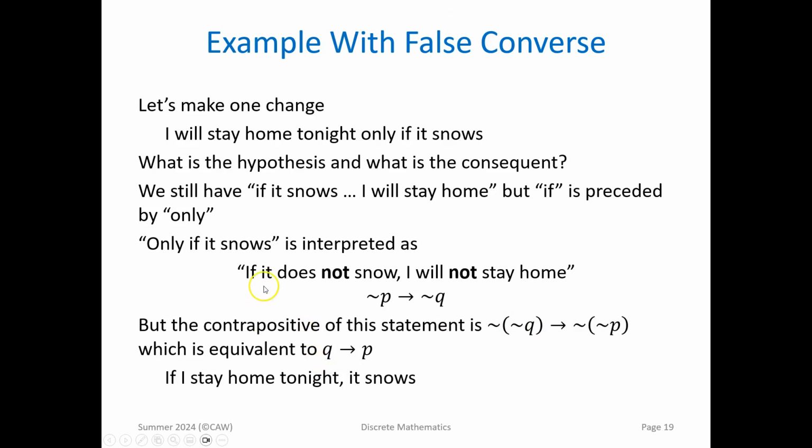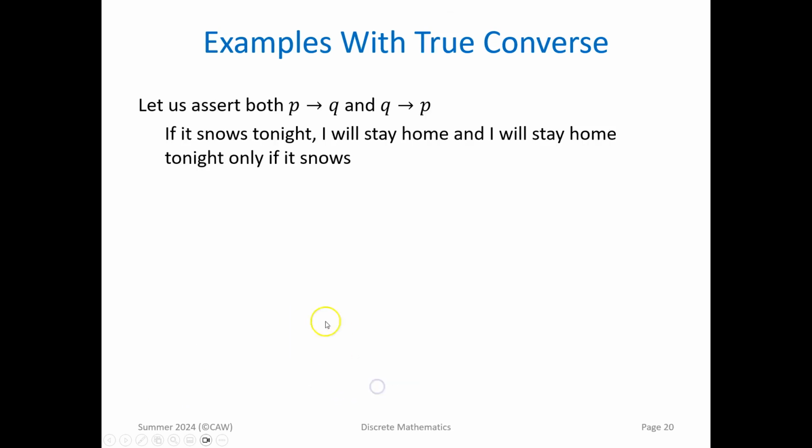And let's put it into the English language. If I stay home tonight, it snows. So by saying, I will stay home tonight only if it snows, I can assert that if I stay home tonight, it snows. Let's assert both of these, both directions. Let's assert P then Q and Q then P. If it snows tonight, I will stay home. That's P then Q. And, there's the and, the conjunction. I will stay home tonight only if it snows. Remember, that's the Q implies P.